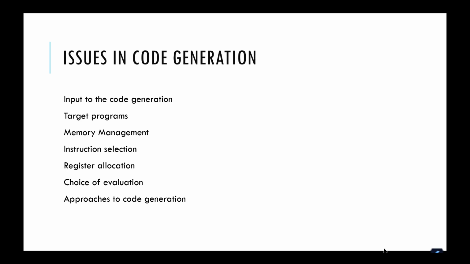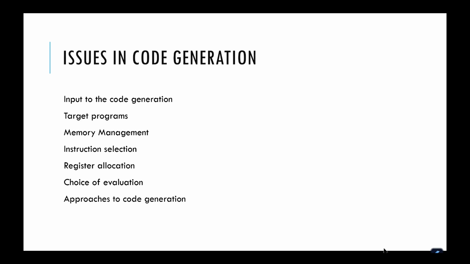Next is register allocation. In this generation of code, there are two important activities done while using the registers: register allocation and register assignment. The allocation means selecting the appropriate set of variables that will reside in the registers. Whereas in register assignment, we pick the specific register in which the corresponding variable will reside. Obtaining the optimal assignment of registers to variables is difficult.